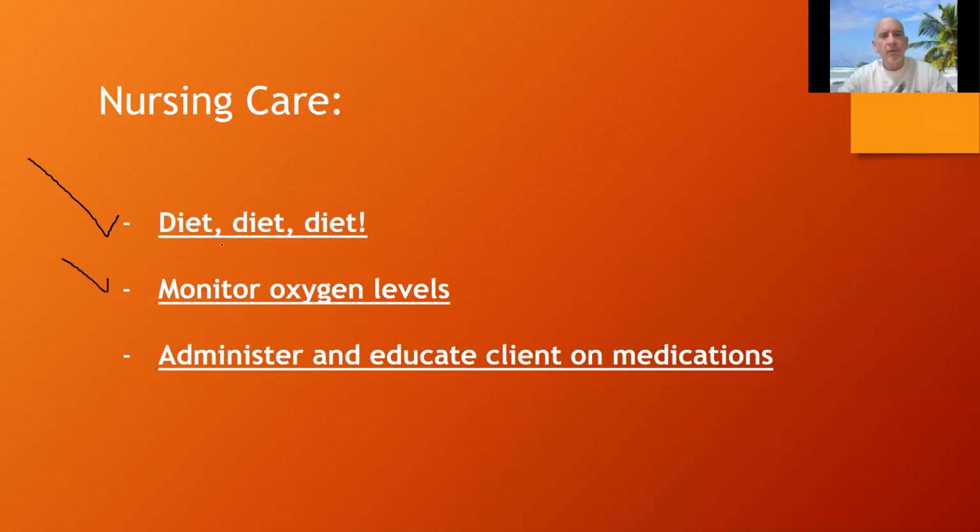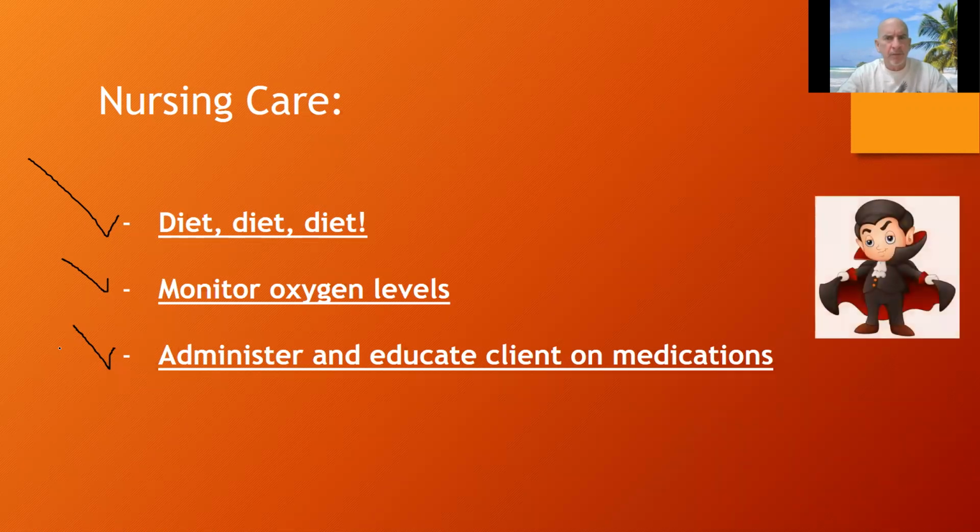Monitoring oxygen levels. If they are not getting the oxygen they need, that will show up on your pulse ox when you do the pulse ox on the finger. And you want to administer and educate the patient on the medications. A lot of times this will be nothing more than vitamin supplements. They'll be getting a folic acid supplement, an iron supplement, a B12 supplement. I do talk about the different medications, so I won't hit that right now.